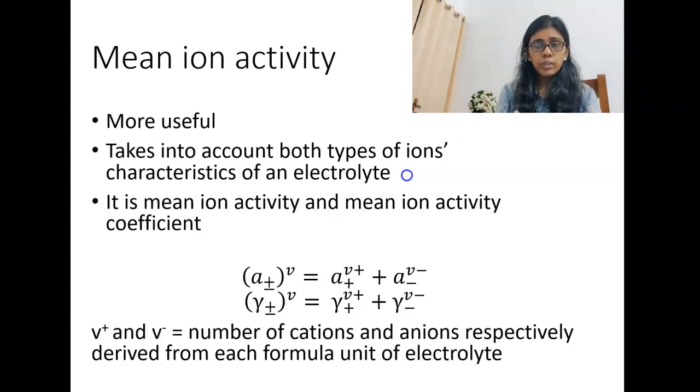For activity as well as activity coefficient, you can have the relation a_± raised to ν equals a_+ raised to ν+ times a_- raised to ν-. For the activity coefficient also you can get a similar kind of expression. Here ν+ and ν- are the number of cations and anions respectively, derived from the formula of the unit electrolyte. This is a more important and useful term for describing the activity of an ion in solution.